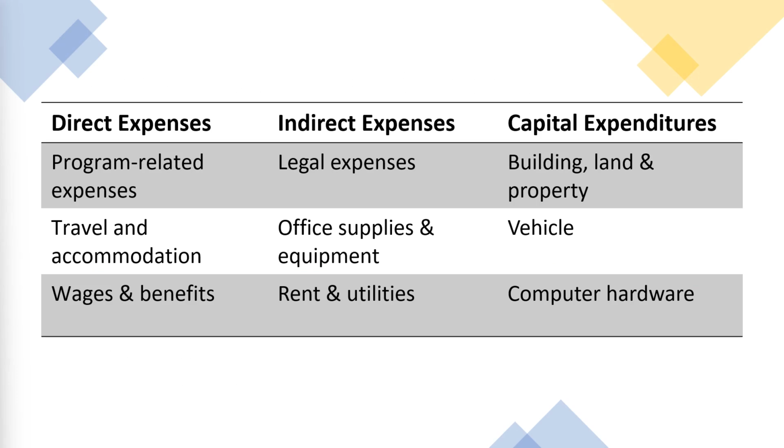Direct expenses are costs directly tied to specific programs, projects, or services, such as program supplies, staff salaries for program work, and event costs. Indirect expenses are overhead costs shared across the organization, like rent, utilities, and administrative staff salaries. Capital expenditures are long-term investments in assets such as buildings, equipment, or technology that provide benefits over several years.